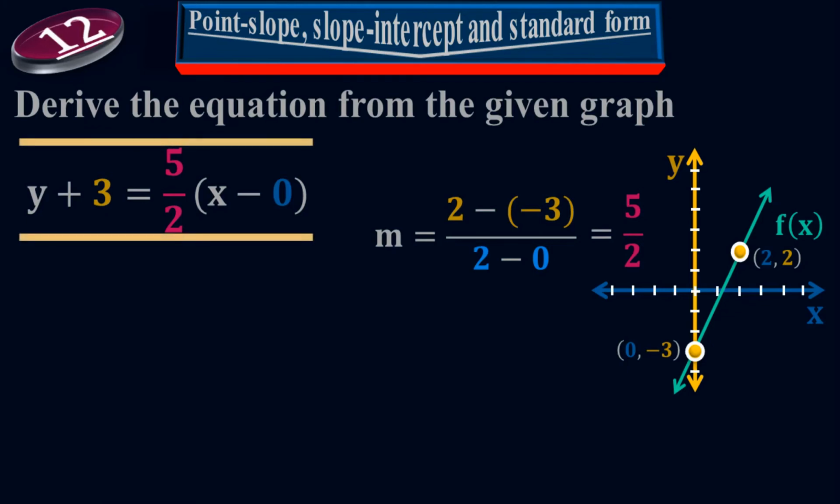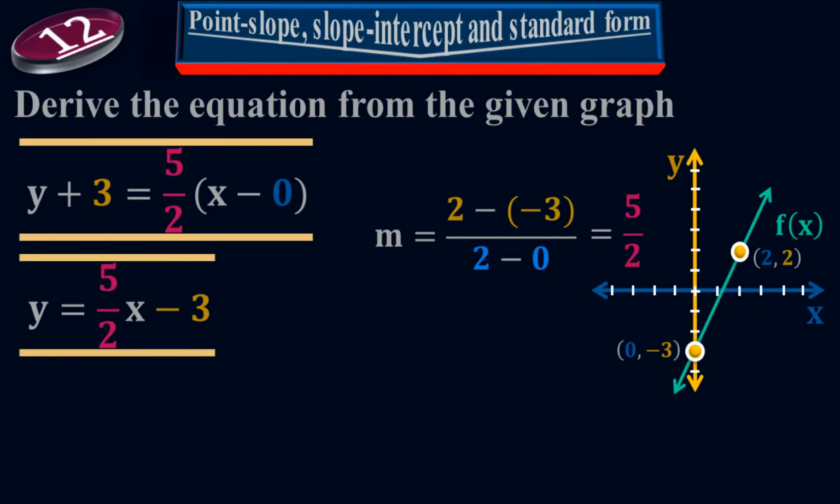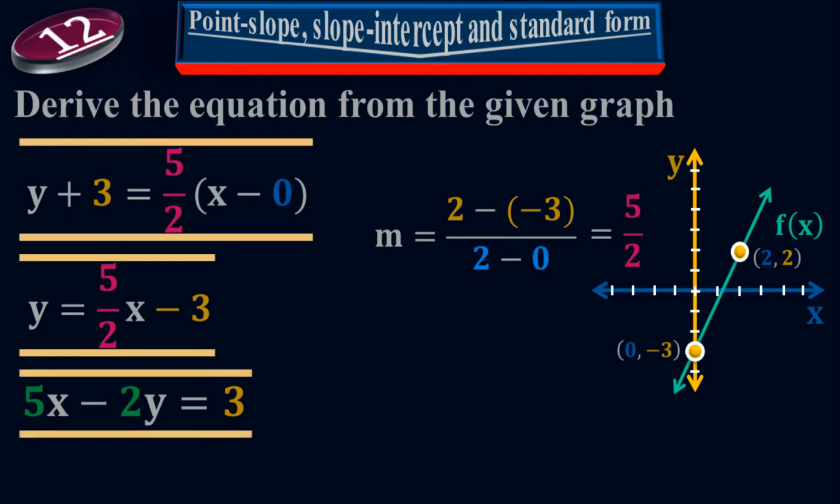Now let me change it into other forms. The slope intercept form will be y equals 5 over 2 times x minus 3. This is going to be the slope intercept form or y intercept form. And now to change it into standard form, the standard form will be 5x minus 2y equals 3. This is going to be the standard form.